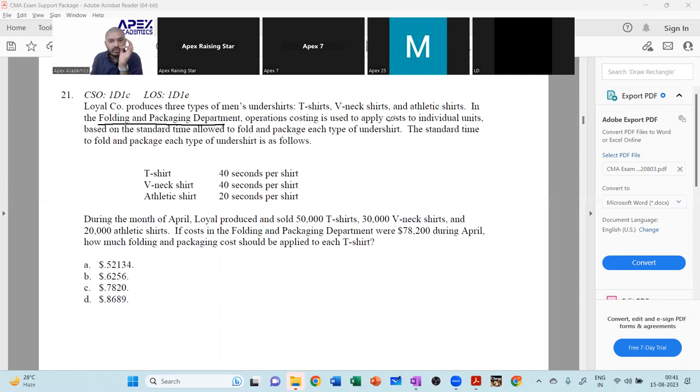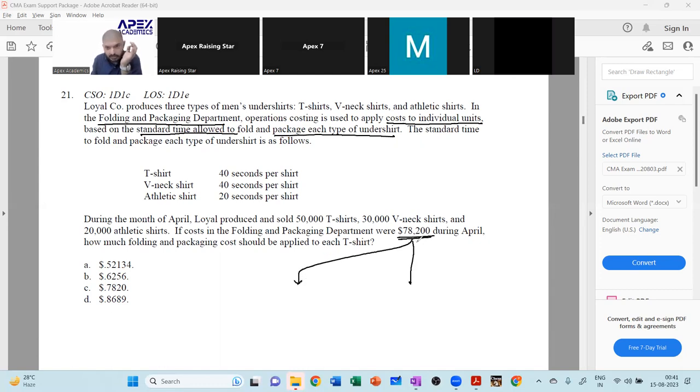Operations costing is used to apply cost to individual units based on standard time allowed to fold the package each type of undershirt. Standard time to fold is what? T-shirt takes 40 seconds per unit. V-neck shirt will take 40 seconds per shirt, and athletic shirt will take 20 seconds per shirt. Now, what is the total cost in the packaging department is this much. Why did I incur this cost?